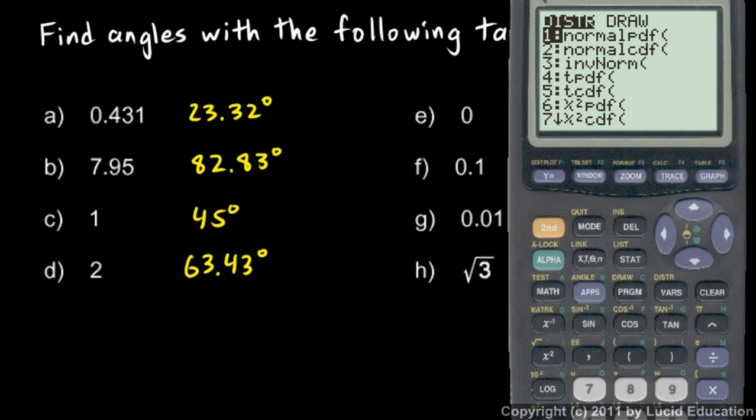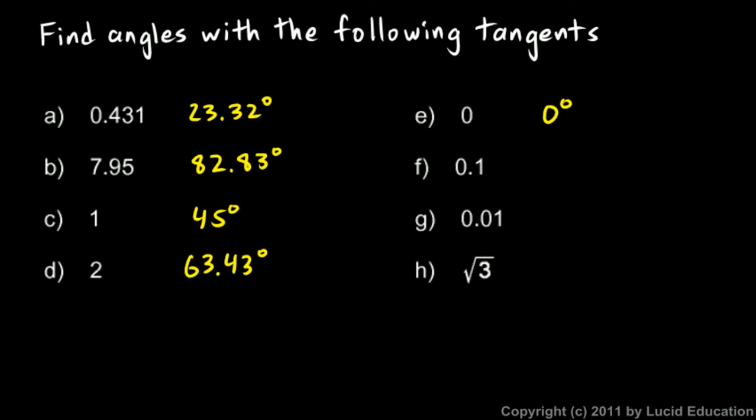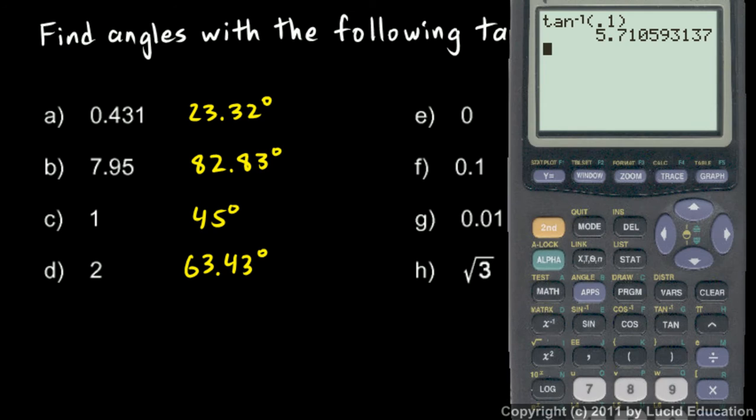Okay? And then the next one is the inverse tangent of 0.1. Okay, hit the wrong key there. Inverse tangent of 0.1 is 5.71 degrees. So that's the angle that has a tangent of 0.1. Inverse tangent of 0.01 should be even smaller. So the inverse tangent of 0.01 is 0.57 degrees.